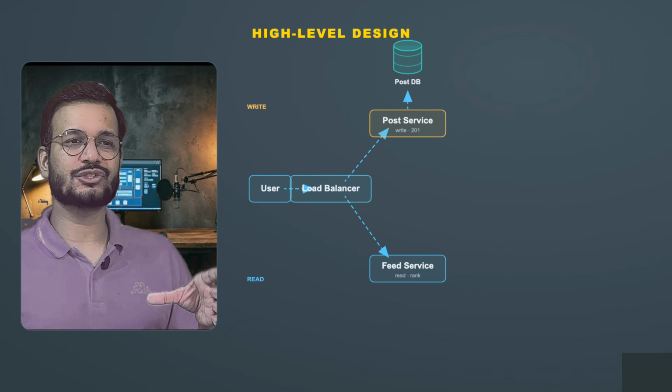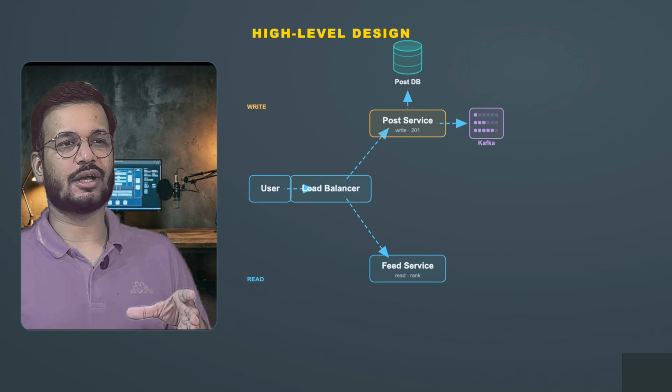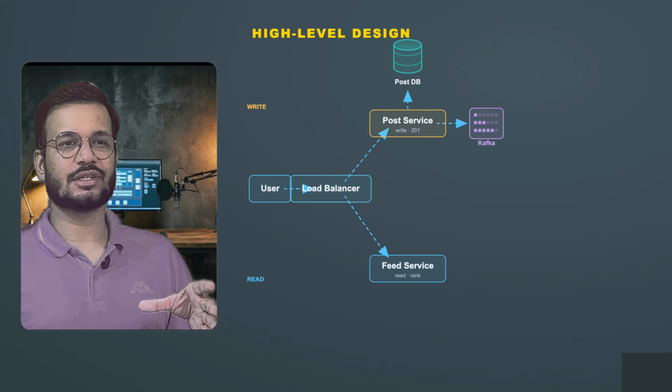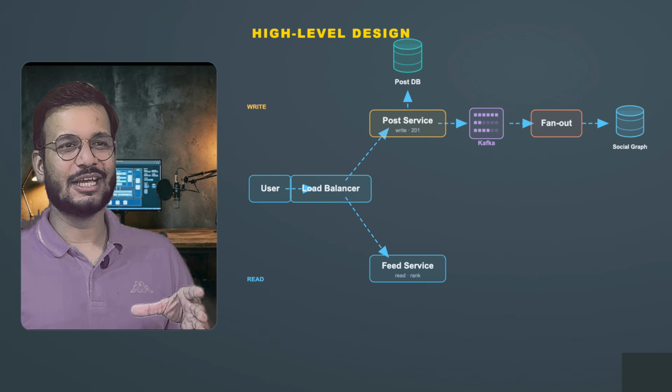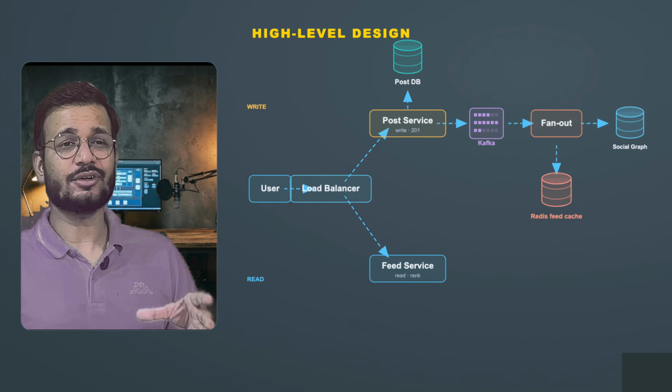It publishes a post created event into Kafka. The fan out service consumes from Kafka. It talks to the social graph service to get the follower list. For each follower, it writes the post ID into their feed cache in Redis.